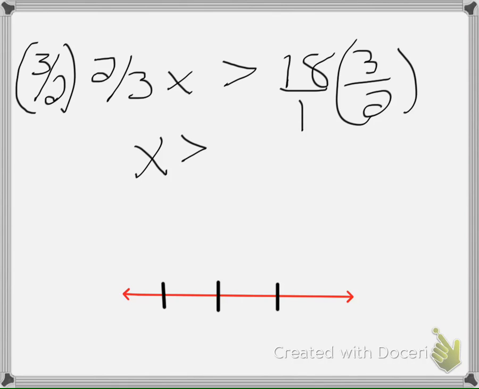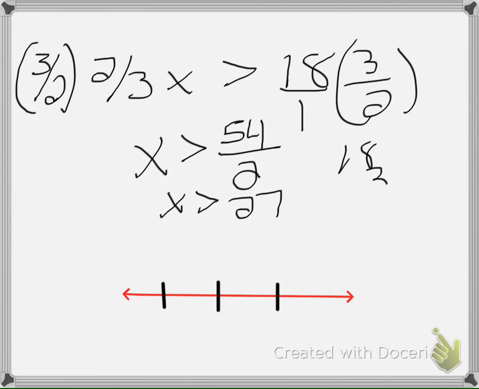Let's see. Okay, 3 times 18. 3 times 20 would be 60. What would that be? 54, I hope. I don't have my calculator with me. And then if I divide 54 by 2, I believe that's 27. I just need to do 18 times 3 off to the side. I'm not positive. 3 times 8 is 24. Yeah, I was right. It's 54.